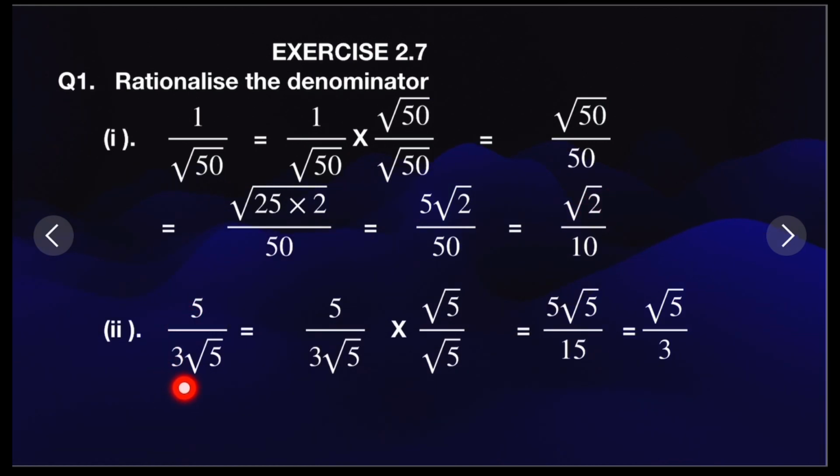Here, 5 upon 3 root 5. Look at the denominator only. There is a root 5 here. So we are going to multiply numerator and denominator with root 5. Okay. So once you multiply the numerator, this becomes 5 root 5. And denominator becomes 3 into 5. 5 1s are 5, 5 3s are 15. So this becomes root 5 upon 3.